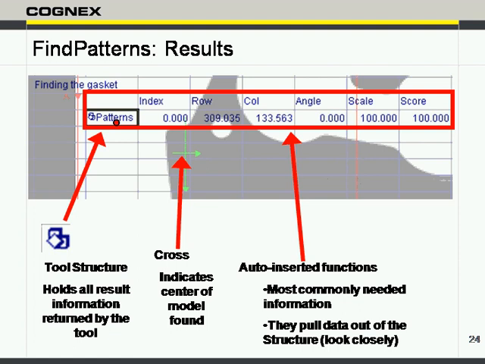meaning in this patterns tool structure right here holds a lot of information. It has index numbers for each one of the locations that it found, and this is X, Y, and angle information. It's at 100% of what it learned, and the score is 100. So this is the information that it outputs for us, and we'll be using some of this information later as I get through some more of the demonstration in the lab.